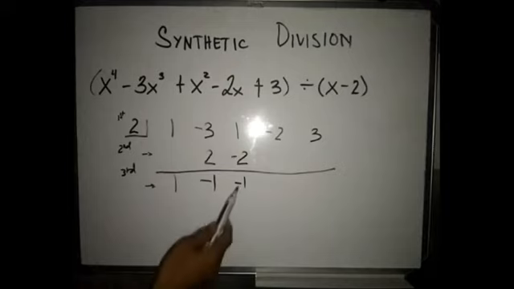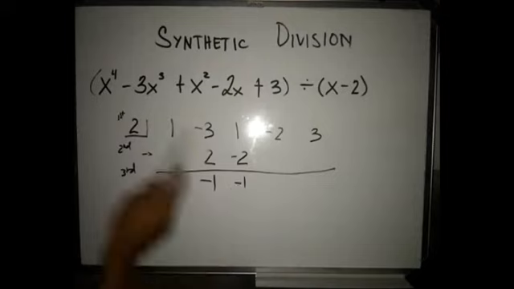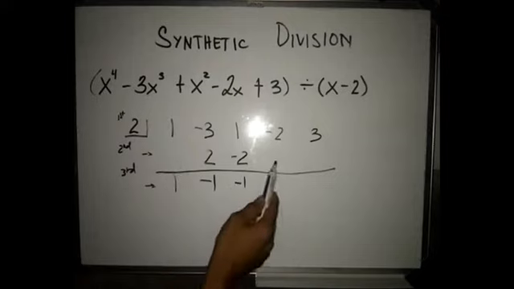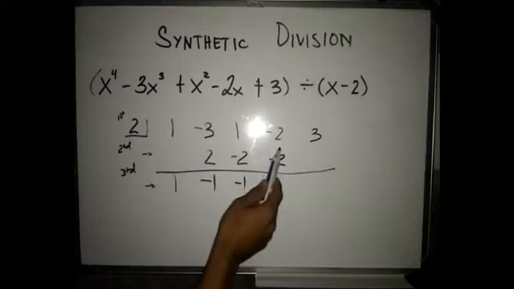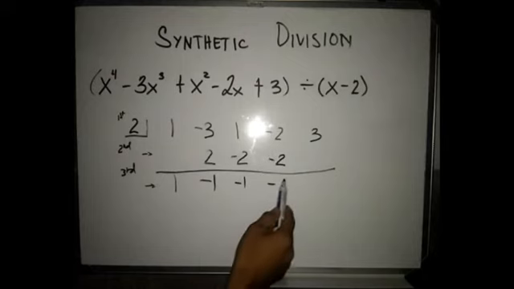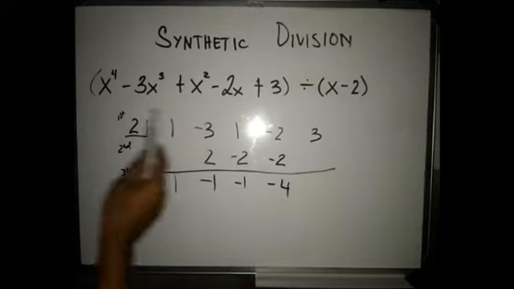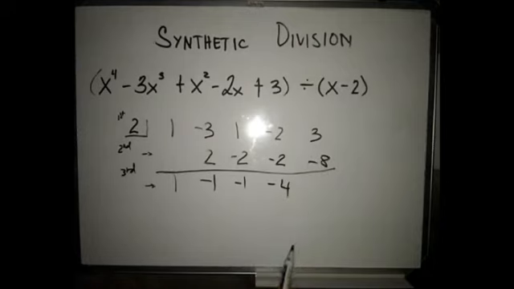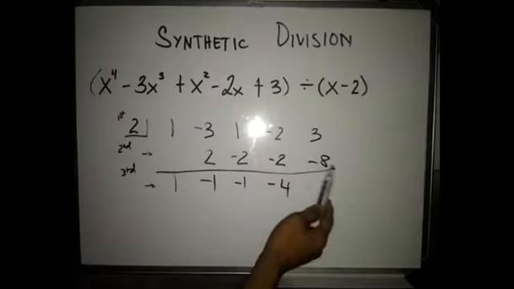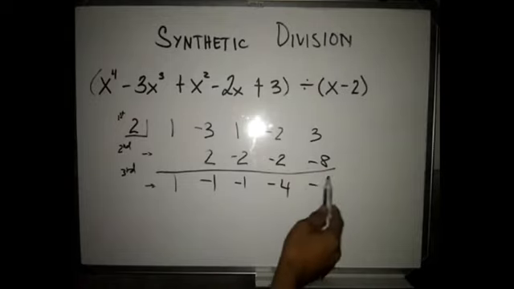Next, negative 1 times 2. So that's still negative 2. Then add. Negative 2 plus negative 2, negative 4. Negative 4 times 2, negative 8. Then 3 plus negative 8, that is negative 5.